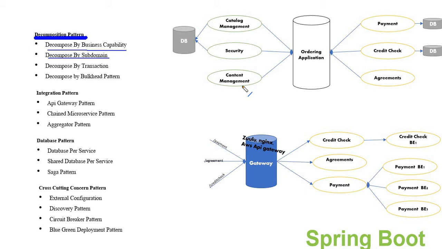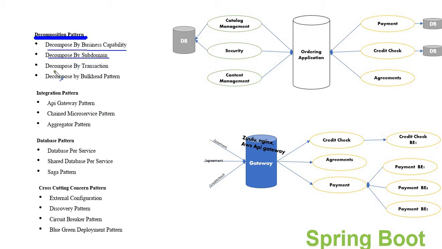Similarly, we can use this content management system not only in payment but also in credit check and in the agreement services. What is this content management? It is not a business capability, but a functional capability. It's a subdomain. Similarly, security: we need to apply security for all the microservices. And catalog management: some of these microservices may need to use the catalog management to identify whether the product is in the inventory or not. That is nothing but decompose by subdomain.